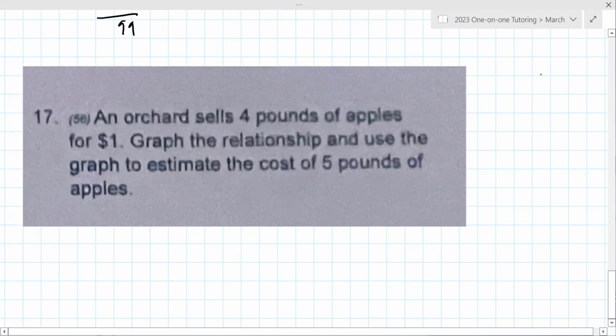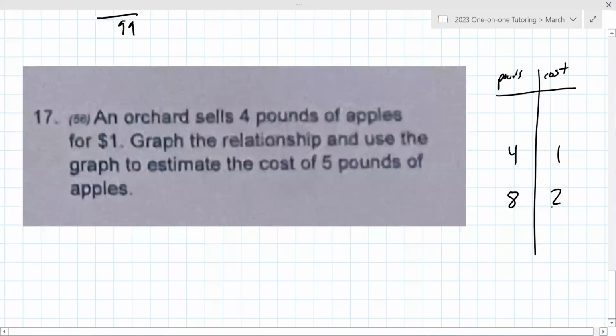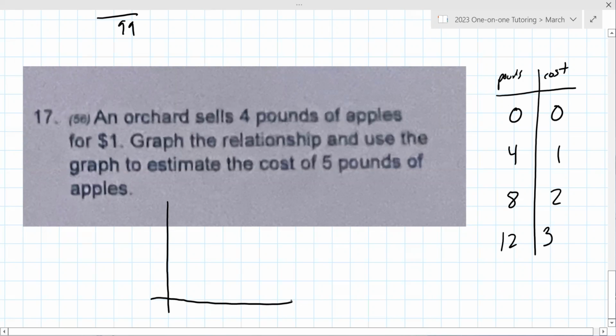Okay, so we might want to make a table. Pounds, cost. 4 pounds is $1. 8 pounds would be $2, and so on. What would 0 pounds of apples cost? $0. Right. Okay, so to graph the relationship, I don't know how accurate you want to make this, but you're going to go 0, 0, 4, 1, 8, 2. And I don't know how many points you need, but it goes up from there.